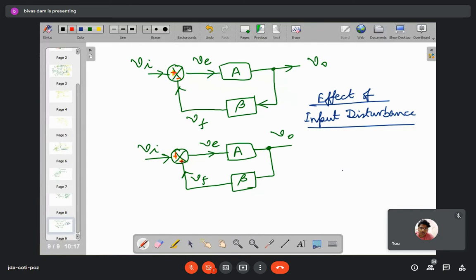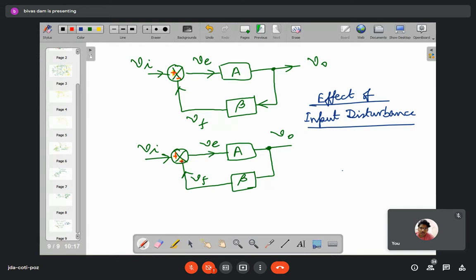Now, both are feedback. For the time being, we're assuming that A and beta both are constant amplifier gains. They're basically amplifier gains with constant value, and they are not introducing any phase shift. It may so happen that the amplifier A might have some gain as well as some phase. Beta is also going to have a certain gain as well as some phase. But for the time being, we're assuming that the phase introduced by both A and beta is zero.